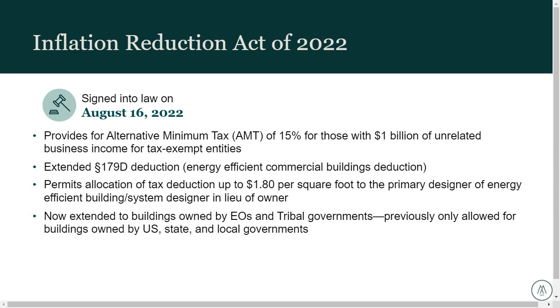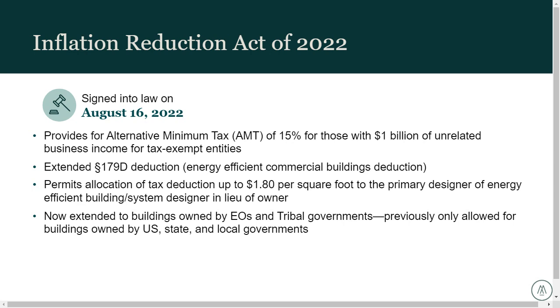The large corporation AMT applies to exempt organizations as well for those that have $1 billion of unrelated business income. It's a fairly large threshold, so it hopefully won't adversely impact too many organizations in the sector at this time, but it's not currently indexed for inflation, so will need to be monitored by organizations that do have a significant amount of UBI.